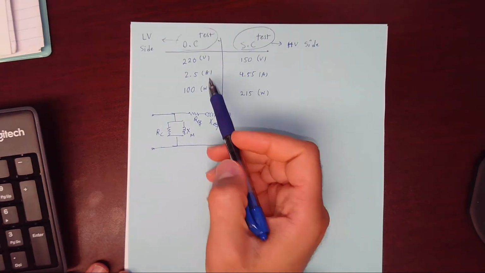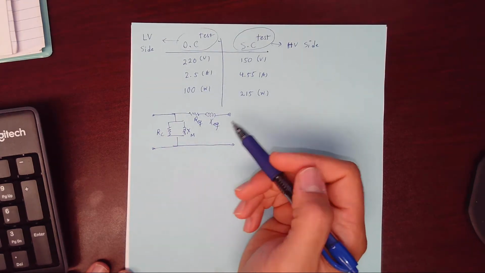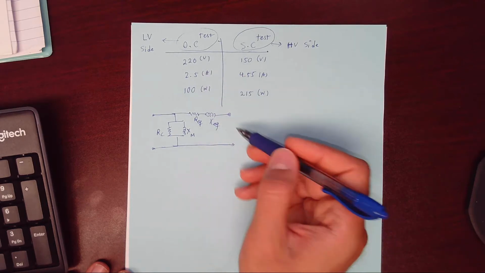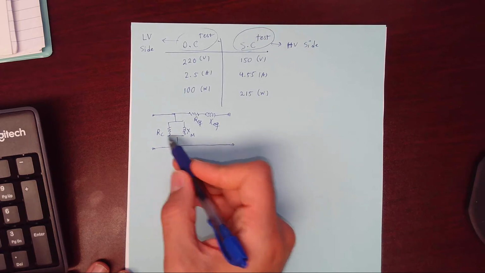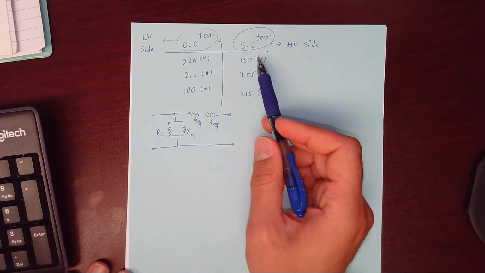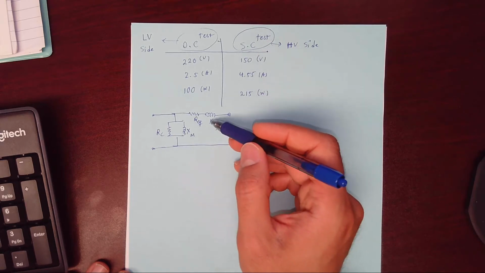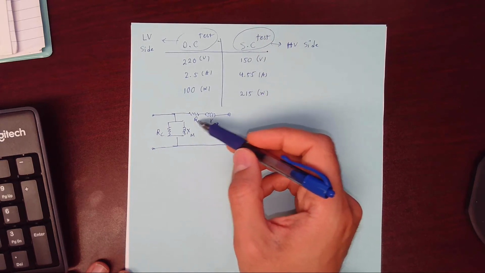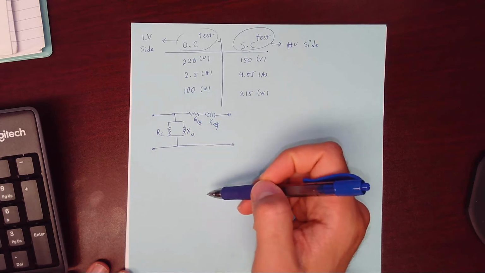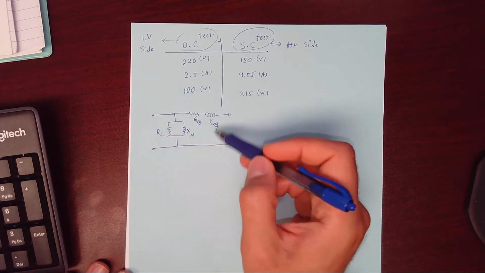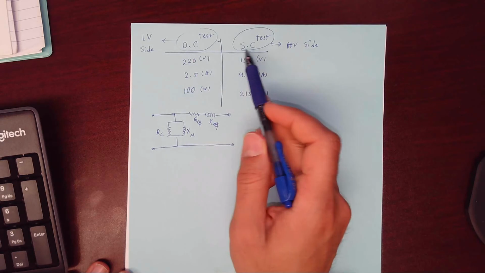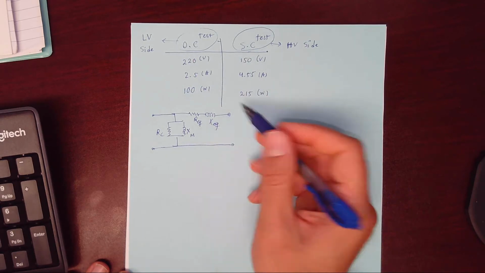So we have the open circuit test and the short circuit test. Using the results from the open circuit test, we can determine these two components, RC and XM. And using the results from the short circuit test, we can determine these two components, R equivalent and X equivalent. So all four parameters come from the results of the open circuit test and short circuit test. Let's work on an example.